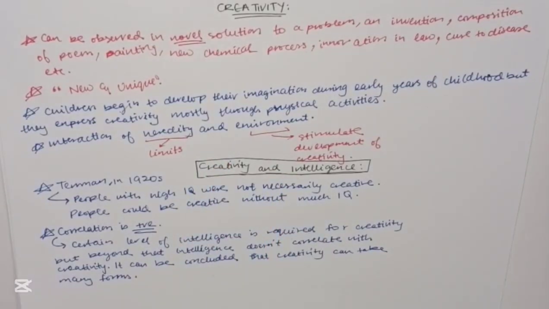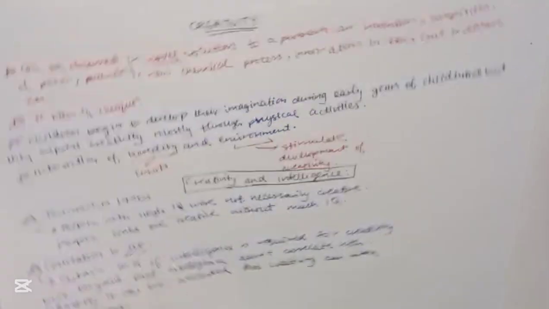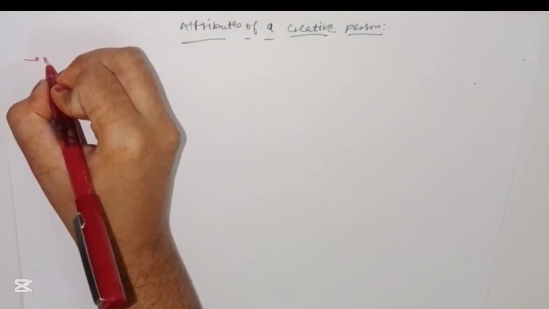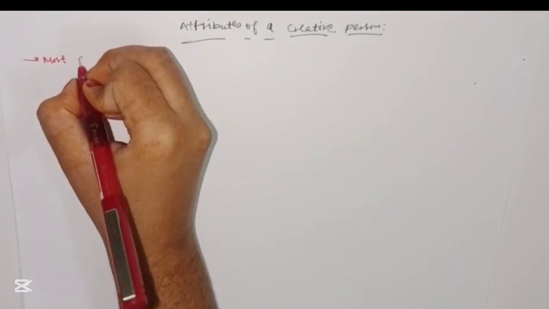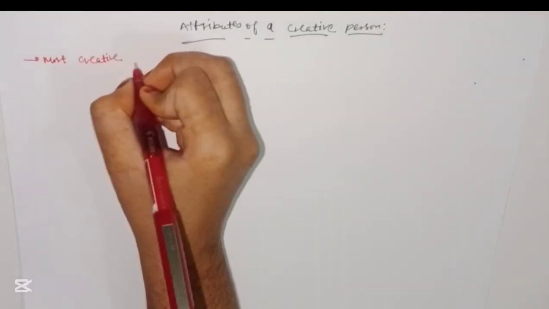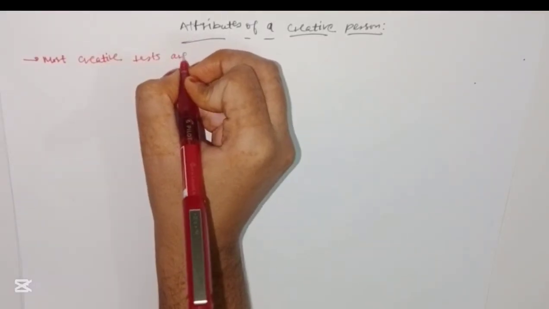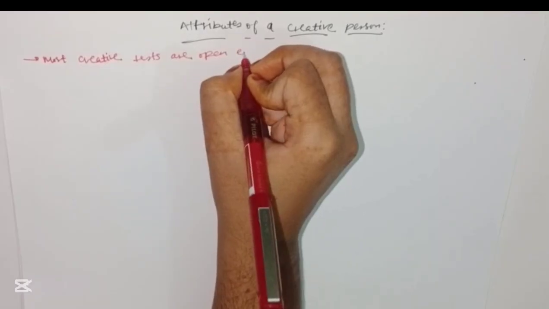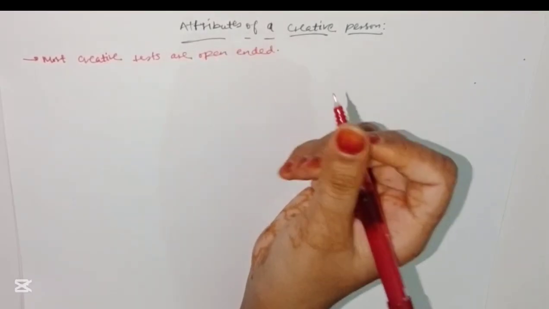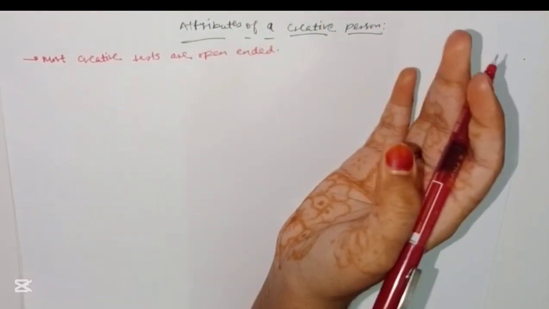Now we'll be discussing some attributes of a creative person. For finding the attributes of a creative person, creativity tests came into existence to find the potential for creativity in contrast to intelligence. A general feature of most creative tests is that they are open-ended, so that they can give subjective answers and give novel solutions.